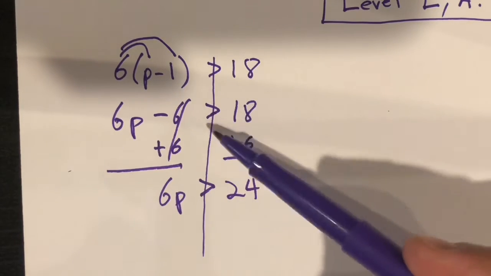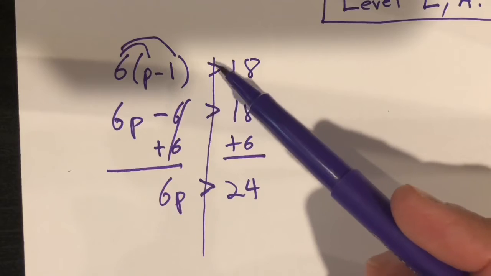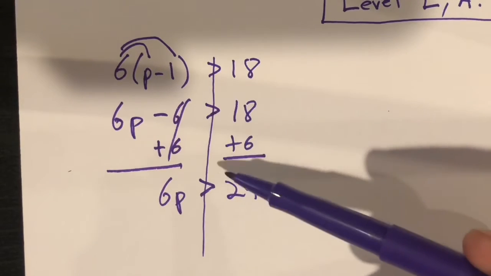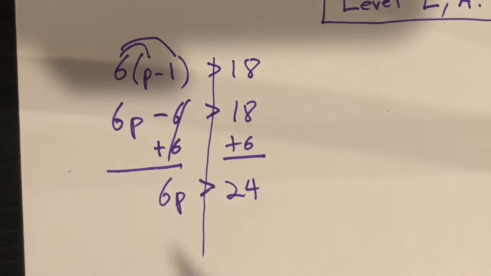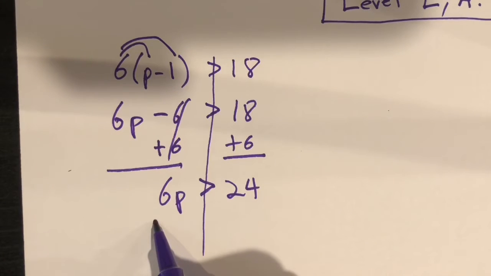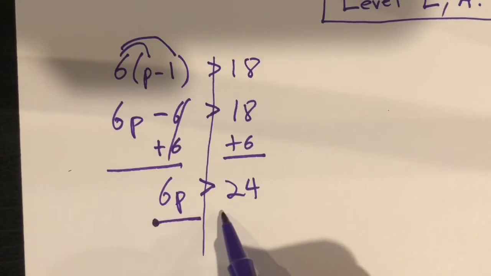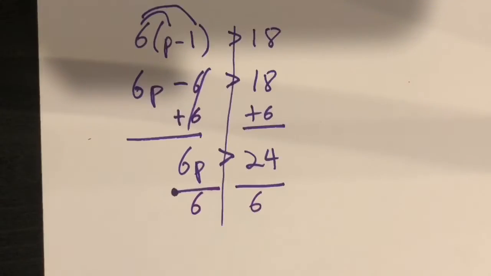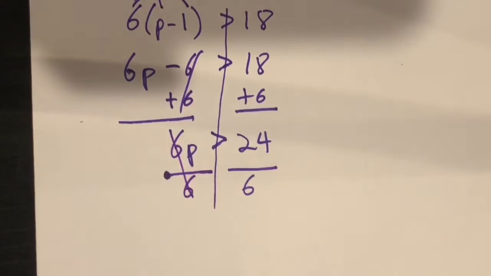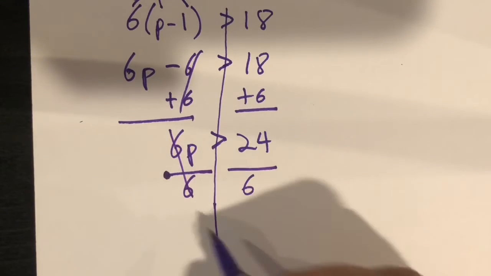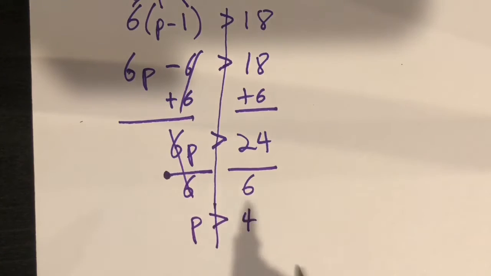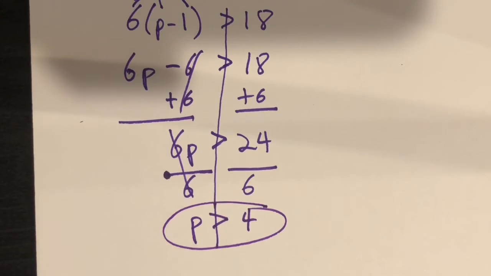Notice that even though there's no equal sign, we can still draw this line down here. Now it's just a different inequality symbol. We just bring that down every time we go down. So 6 times p means we need a division. So we're going to divide both sides by 6. Cross out the 6's, and we're left with p is greater than 4. Final answer.